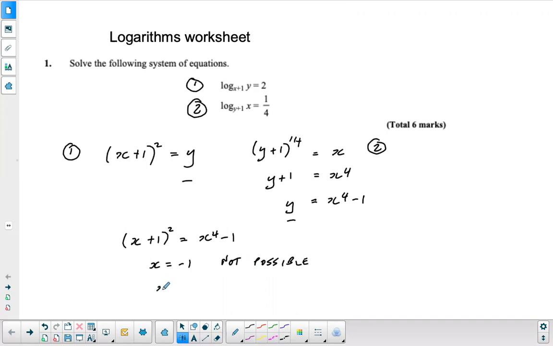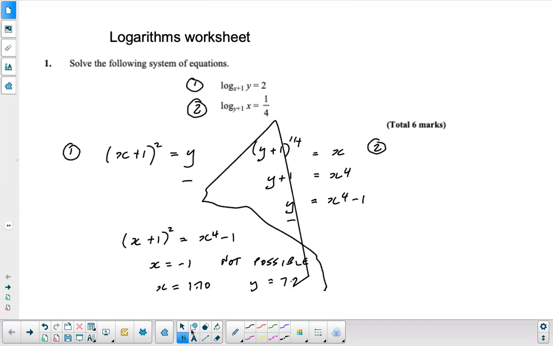We have the other solution out of it, which is x is 1.70, 3 significant figures, and the corresponding value of y is 7.27.